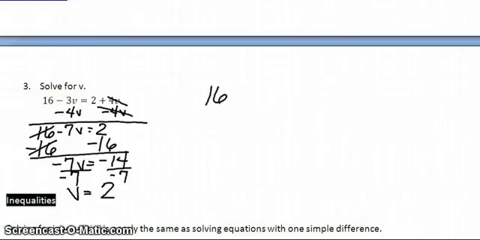Checking that solution, I substitute a positive 2 into both sides of my equation. Excuse me here, I lost the train of thought there for a second. Substituting in, let's start over.